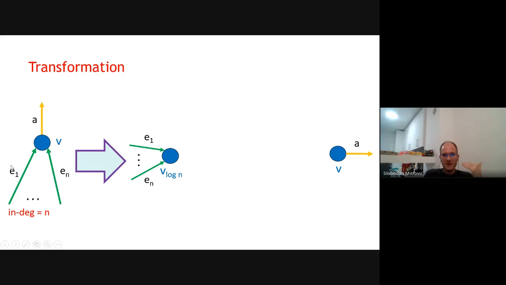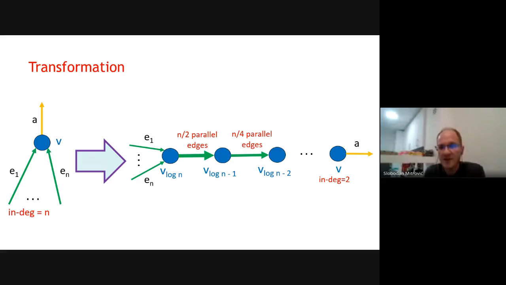point all these incoming edges to V, but instead we will create a layer of vertices, and this thick edge just refers to n over 2 parallel edges between this V log n and V log n minus 1. So all these green edges that you see on the left will be the same green edges that go into V log n. Now from V log n to V log n minus 1, we will have half the number of edges that go in, then n over 4 edges and so on.